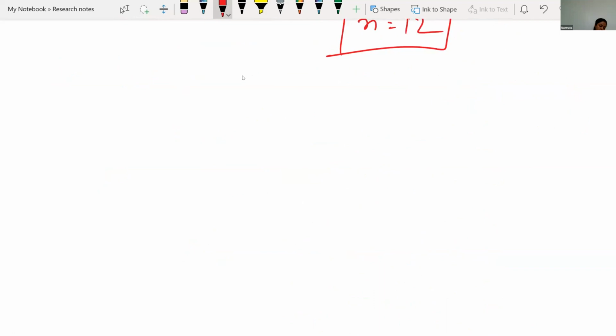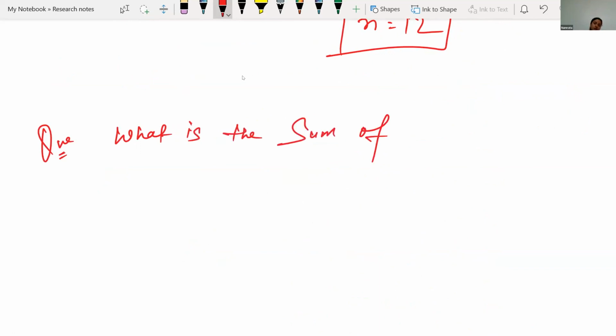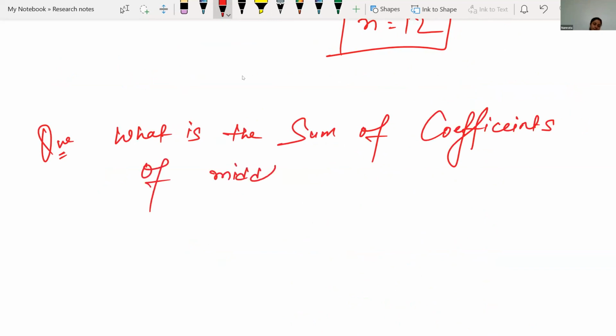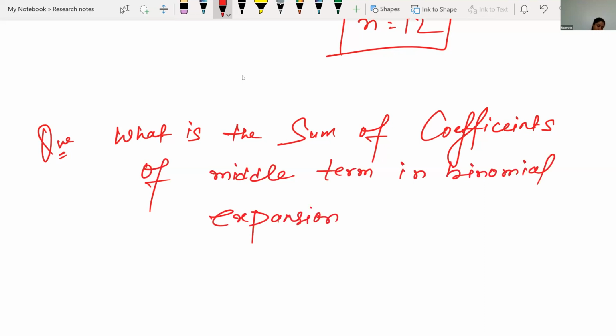Now the next question says, what is the sum of coefficients of middle term in binomial expansion x plus 2y to the power 9.